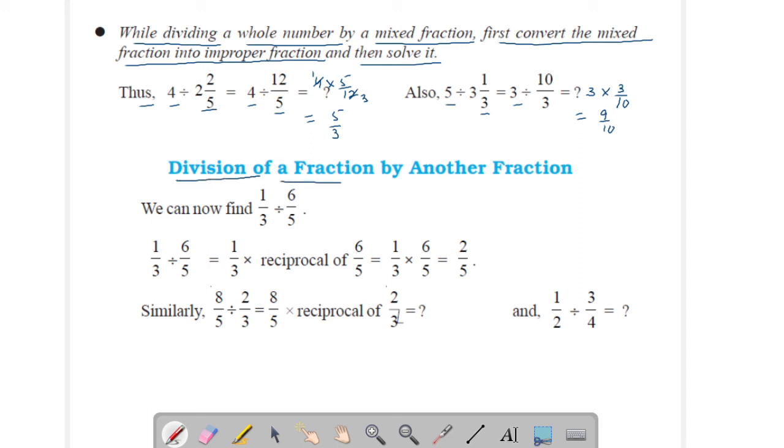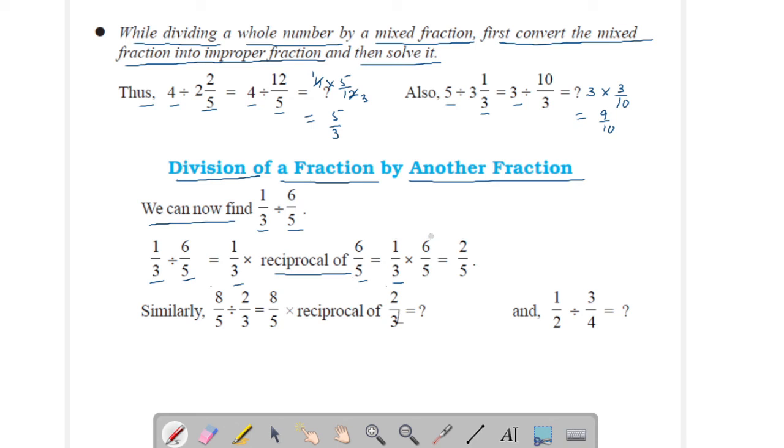Division of a fraction by another fraction. We can now find 1 upon 3 divided by 6 upon 5. This can be written as 1 upon 3 into the reciprocal of 6 upon 5. It is 5 upon 6.